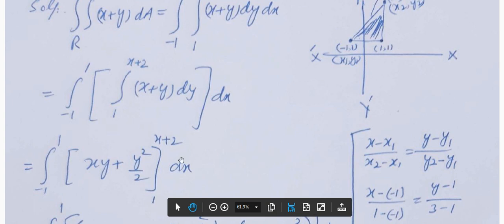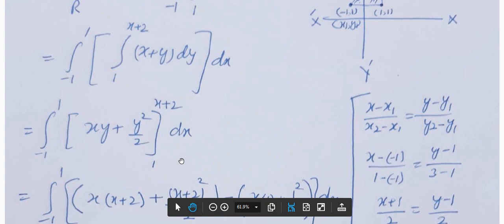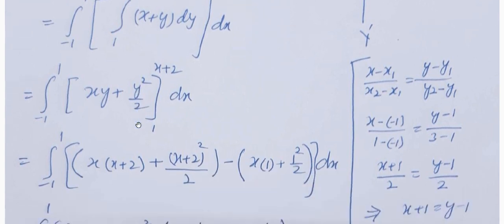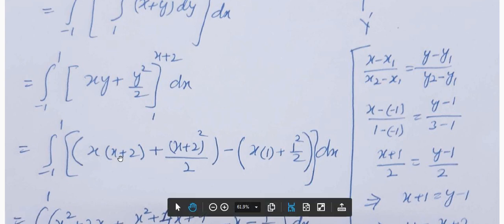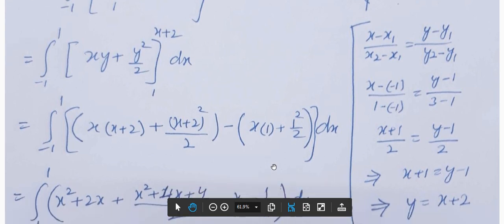Now we integrated with respect to y, so you will substitute this limit in y. First you substitute the upper value x plus 2, so this will be x times (x plus 2), plus y squared, so (x plus 2) whole squared over 2, minus, now you will substitute the lower limit in y, so this will be x into 1 plus 1 squared over 2. And now you can simplify this more.